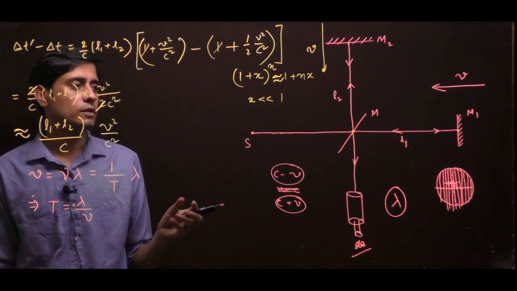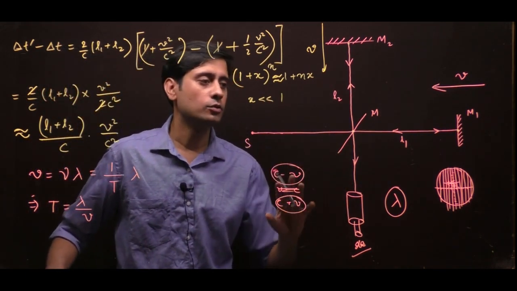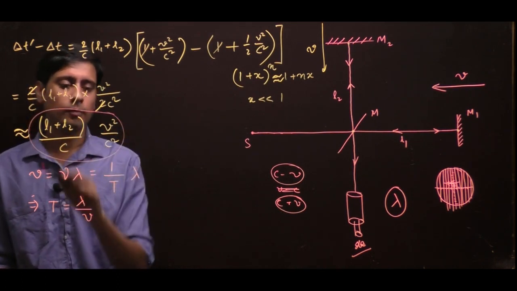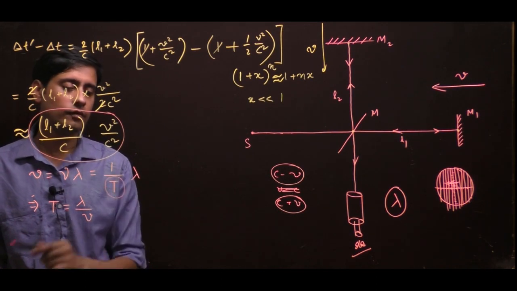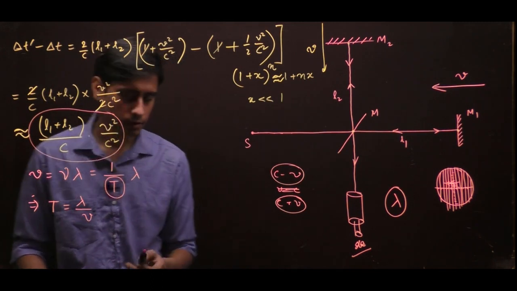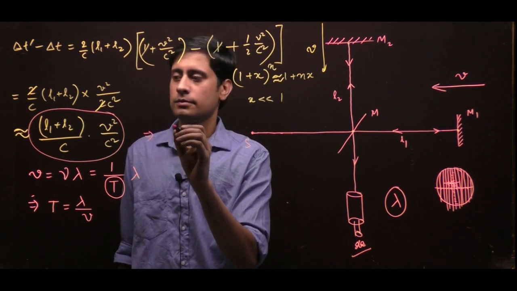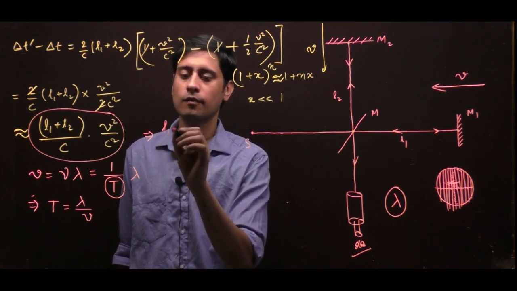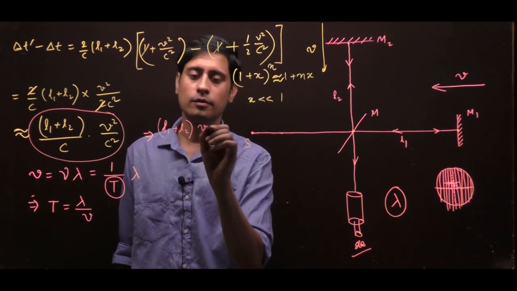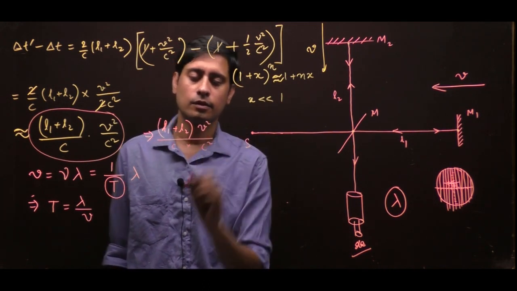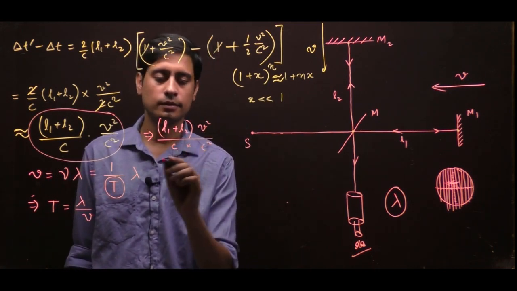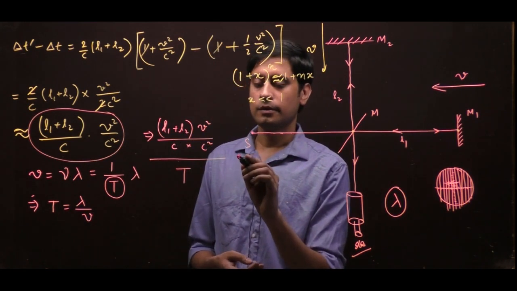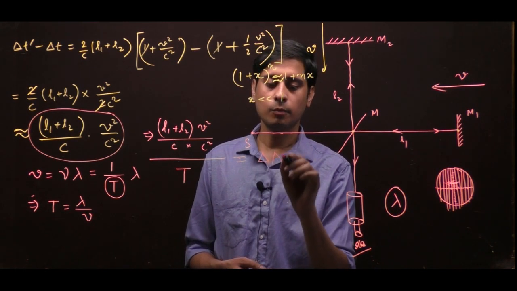What we have calculated is the change in the time intervals in which we observed the interferometer in its two positions or two configurations. So if we divide this time interval by the time period of the light, what will we get? Let's do this. This difference of time, L1 plus L2 upon C, into V square upon C square, you can better write as V square upon C cube, divided by the time period of one oscillation of the light wave. This must give you the number of fringes shifted.